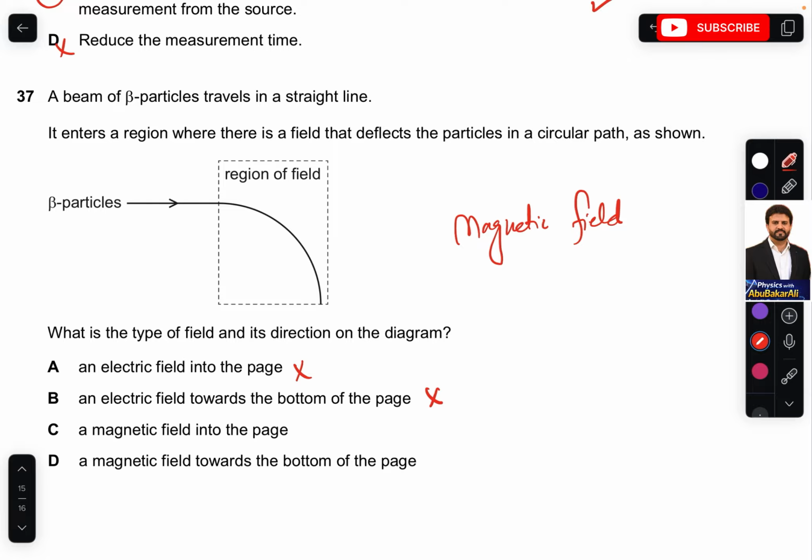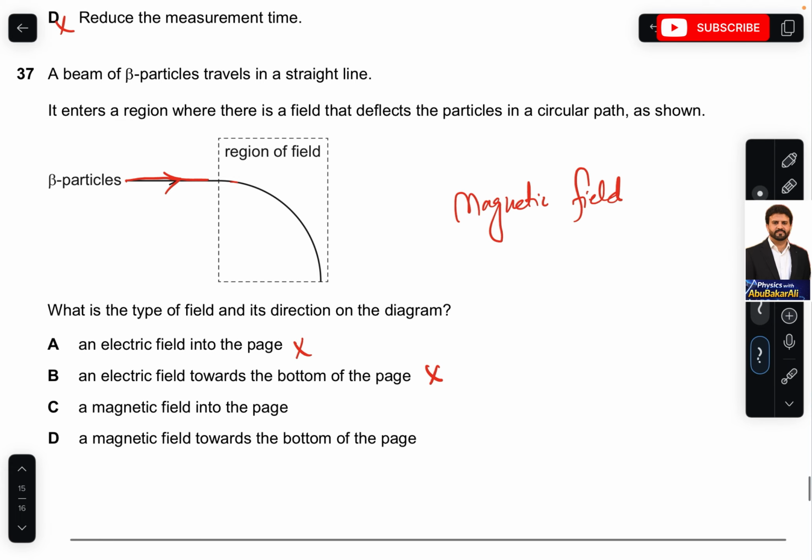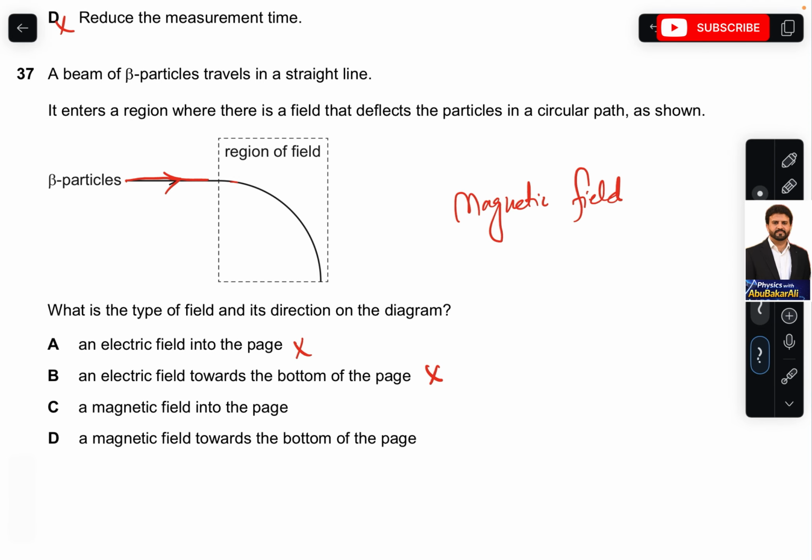Secondly, if you see this object was moving like this, and the force will be acted on it in a way that it starts moving in a circular path. So what you have to keep in mind, the magnetic field must be acting perpendicular to it. Okay, this is the condition. If the magnetic field is acting perpendicular to it, then the particle will start moving in a circular path. So if you make it towards the bottom of the page, the magnetic field into the page. Okay, these both are now perpendicular.